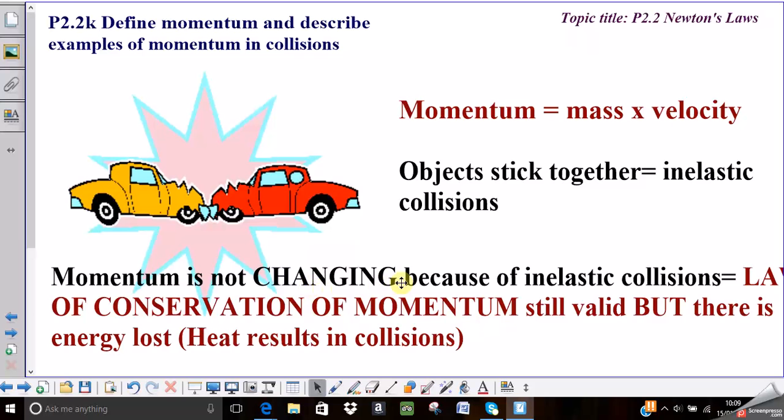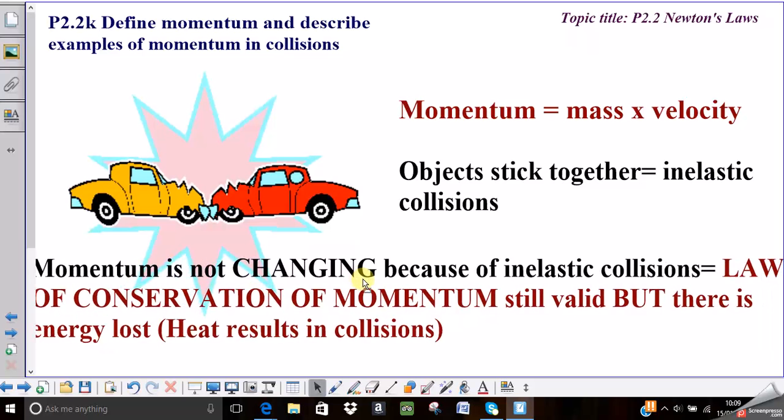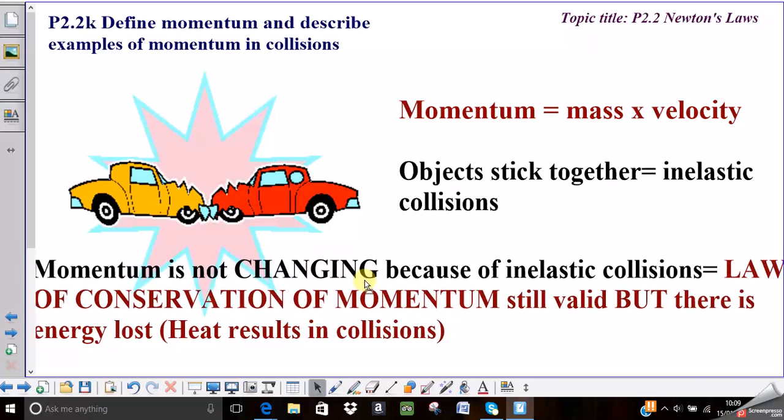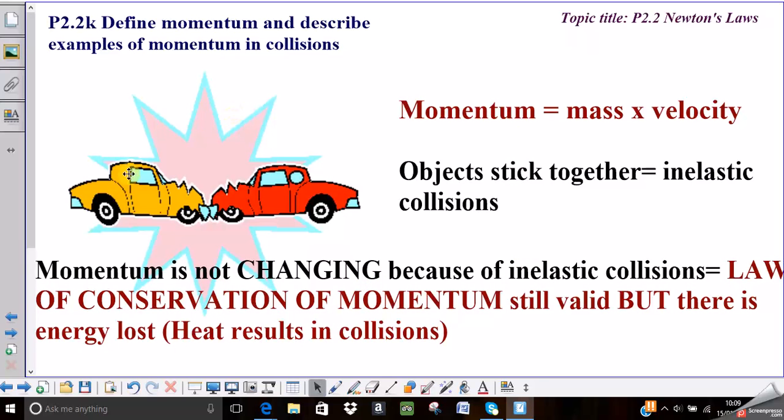Momentum still is not changing. So the law of conservation of momentum is still valid. That means using the formula I can calculate momentum before and after these collisions. But there is energy lost. So these cars are losing energy because the result of the collisions is mostly heat. Well, think about rubbing your hands together. That's a collision that generates heat. But we're not going more into depth into this right now.